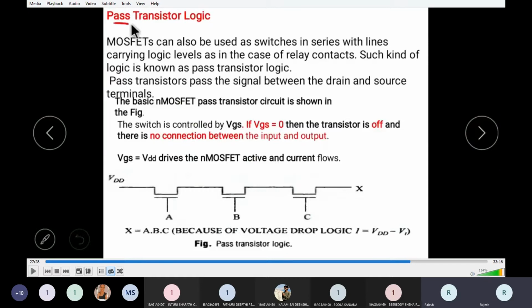So, continue with pass transistor. Today's class we are going to cover the NMOS inverter, a NOT gate designed with NMOS; a NOT gate designed with CMOS, consisting of PMOS and NMOS; and a NOT gate designed with BiCMOS, CMOS with BJT. We'll discuss these topics in coming classes.